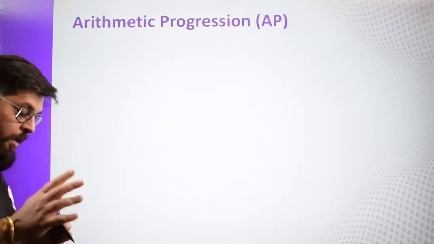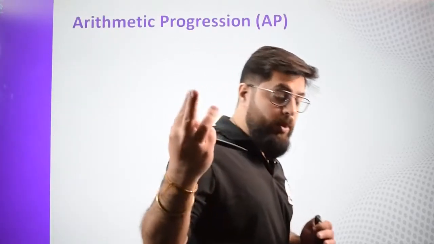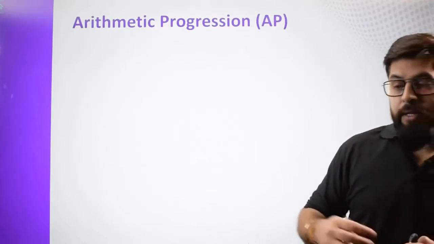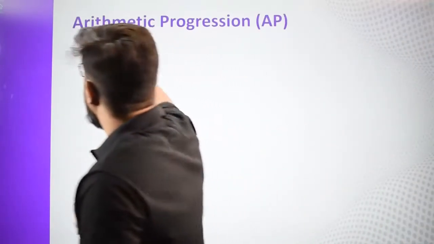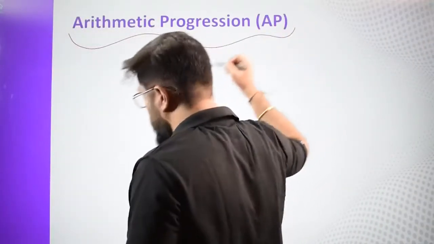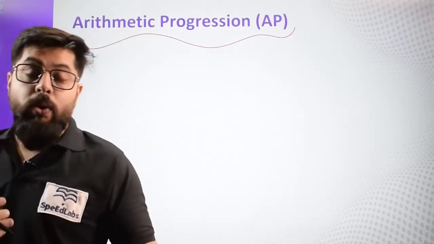Now, let's come to the basic three progressions which we are going to study, that is arithmetic progression, geometric progression and harmonic progression. What is an AP? AP is called arithmetic progression. What is the basic rule to define an AP?